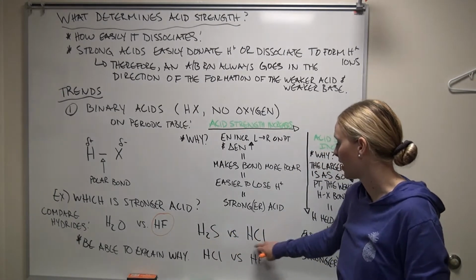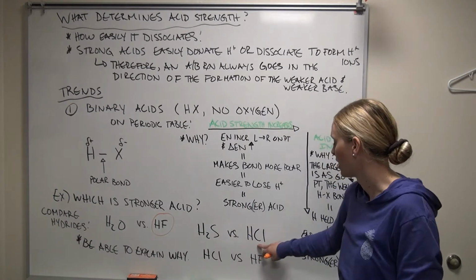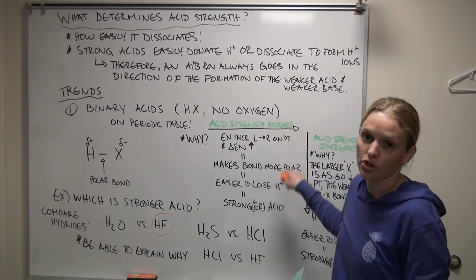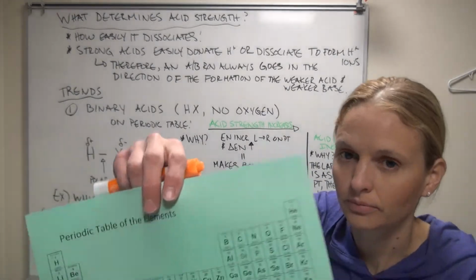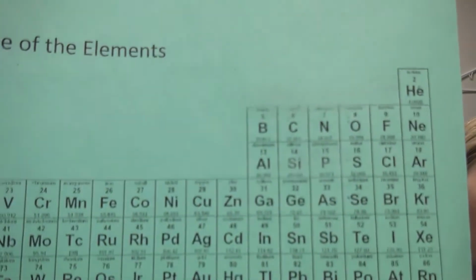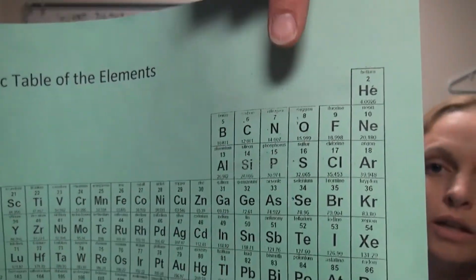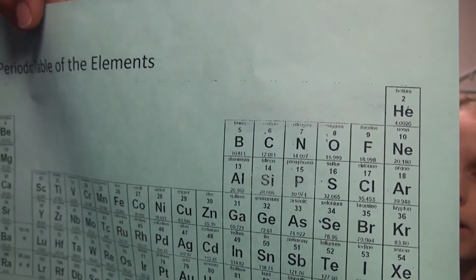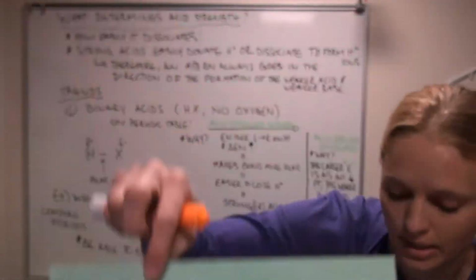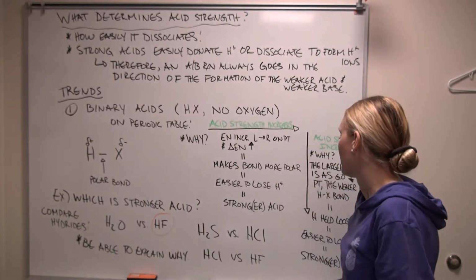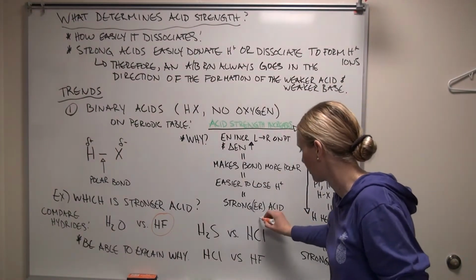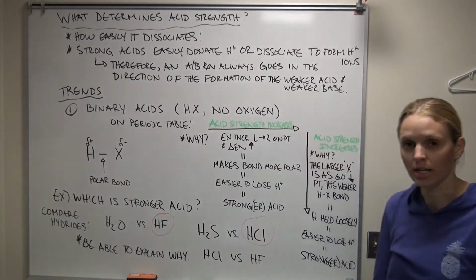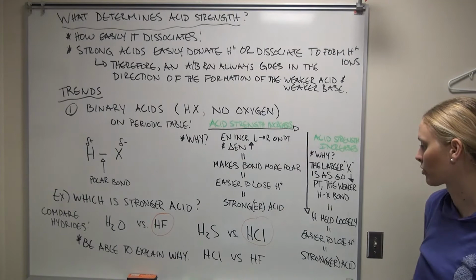H2S and HCl, so comparing the difference between sulfur and chlorine. We want to look at the position on the periodic table. Here is sulfur and here is chlorine. Chlorine is more electronegative, farther to the right on the periodic table, and so it's going to be stronger. And then, now let's compare HF to HCl and see which one of those is more acidic.